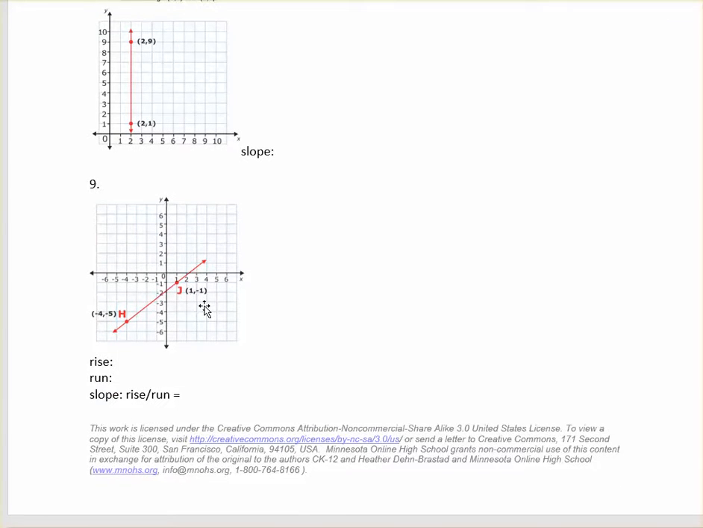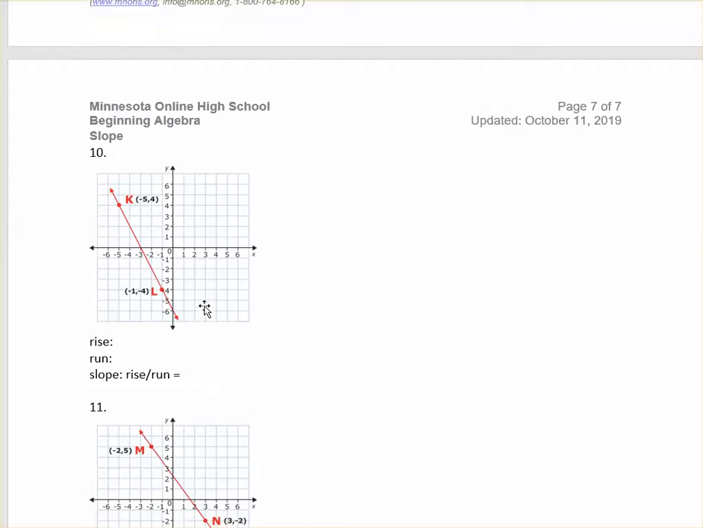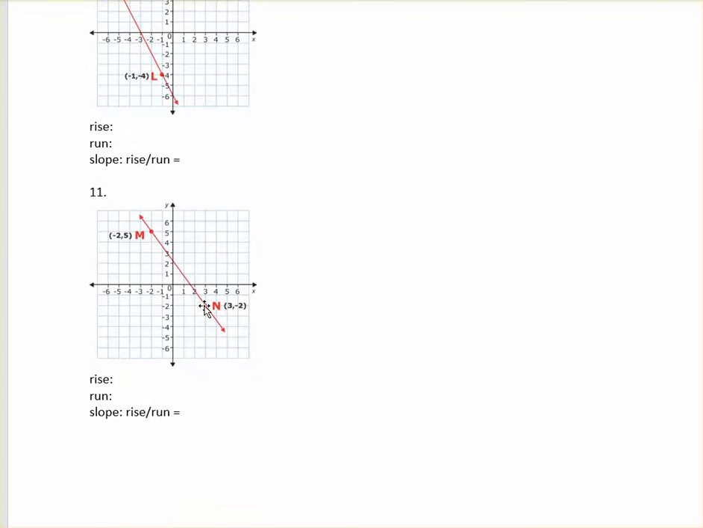And a couple more to practice with. So you're going to find the slope of each of these. If you want to simplify the slope, you can, but you don't have to on these. Do write your slope as a fraction, rise over run.